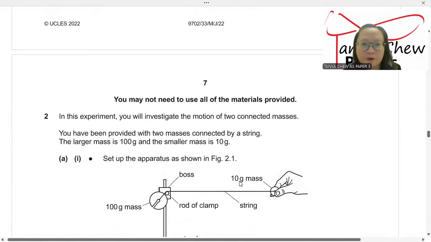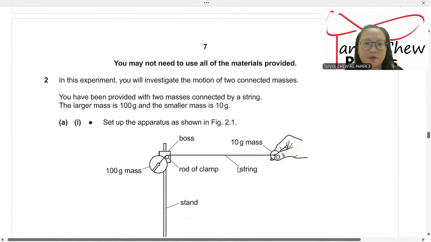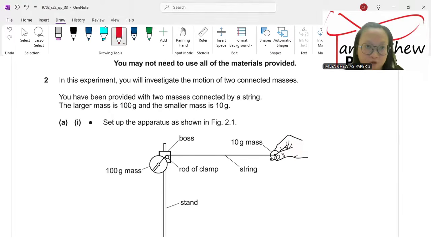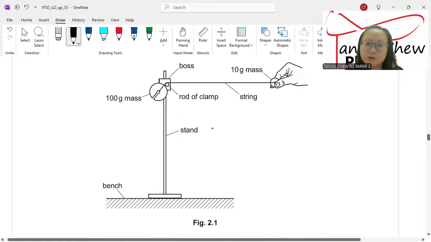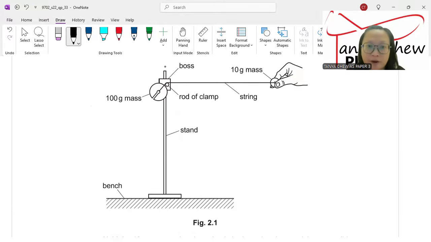Now, the second question. In this experiment, you will investigate the motion of two connected masses. You have been provided with two masses connected by a string; the larger mass is 100 gram and the smaller mass is 10 gram. Part 1, set up the apparatus as shown in Fig 2.1. You have a rod, and then you have this mass over here with a string connected to it, and the other end of the string is connected to the 10 gram mass. So you hold the 10 gram mass.